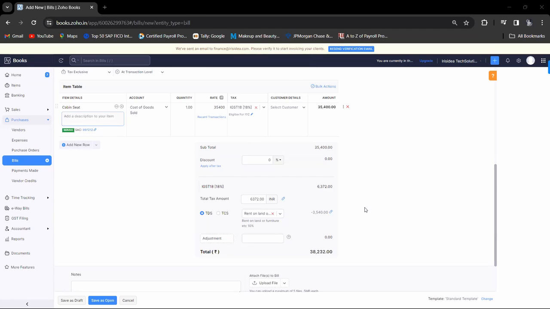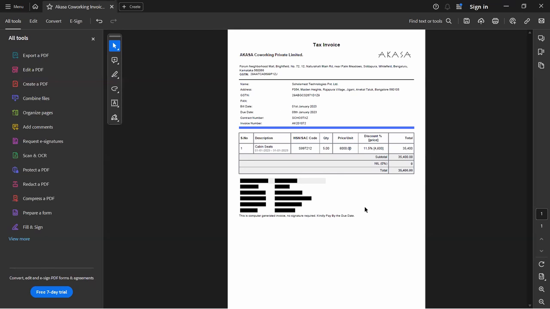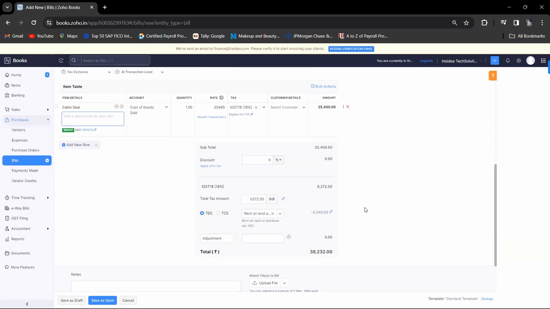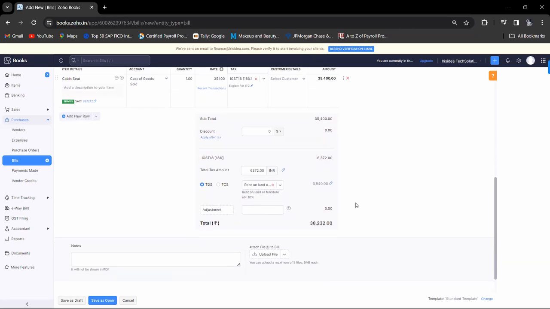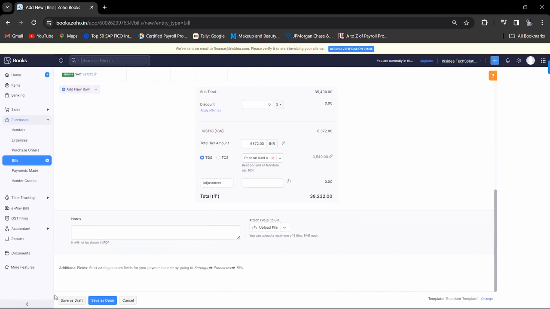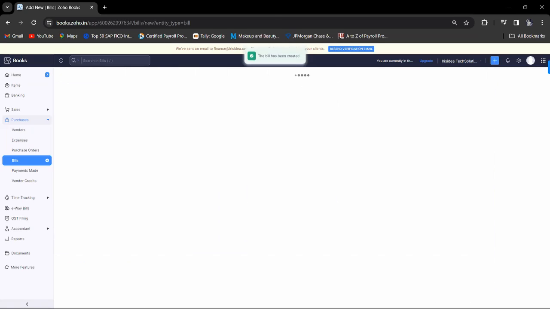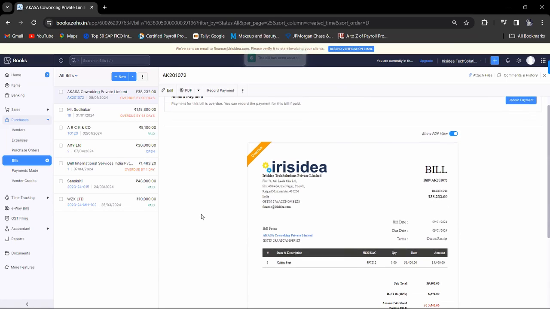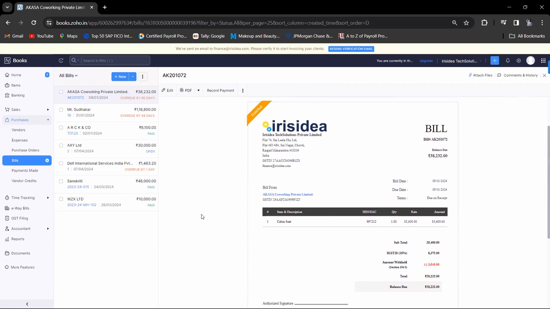As you can see, there is TDS deduction of 10% on that. Now click on save. Now this is our invoice for rent.